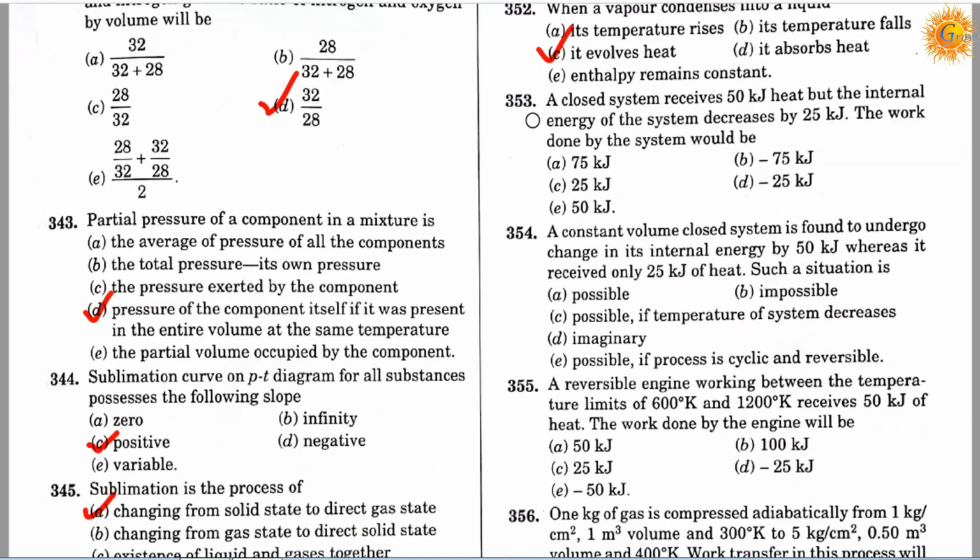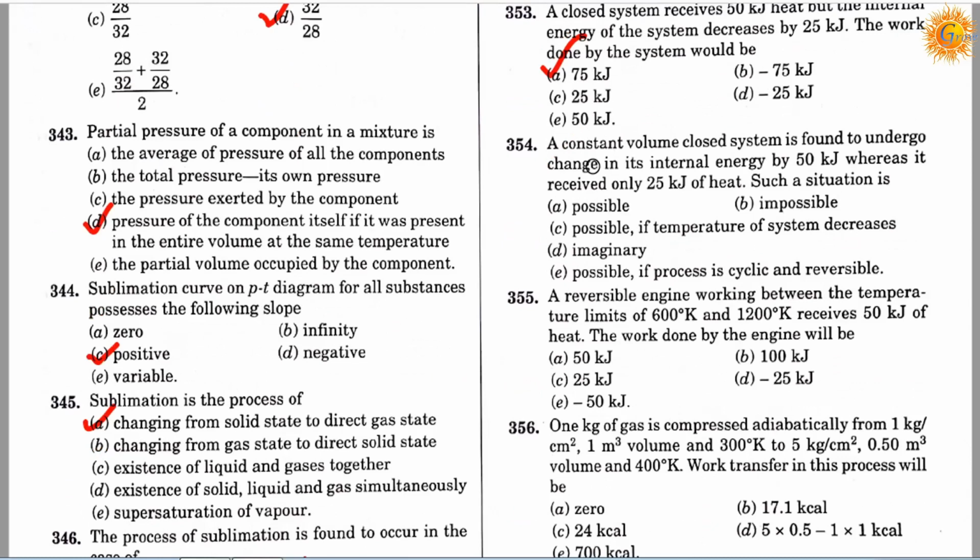Question number 353. A closed system receives 50 kilojoule heat, but the internal energy of the system decreases by 25 kilojoule. The work done by the system would be option A, 75 kilojoule, option B is minus 75 kilojoule, option C is 25 kilojoule, option D minus 25 kilojoule, option E is 50 kilojoule. So correct answer is A, it will be 75 kilojoule.